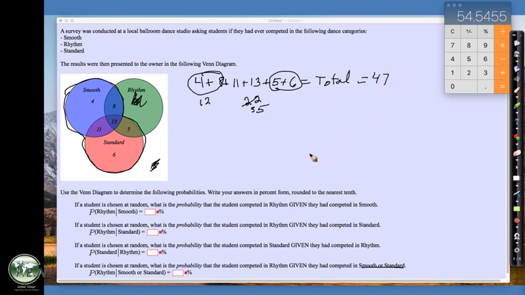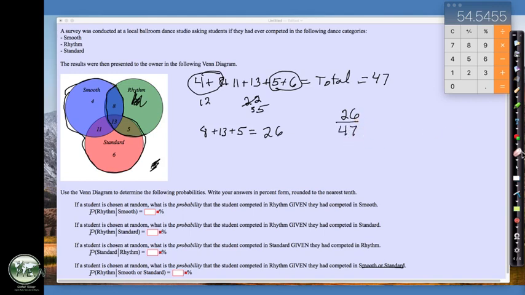Sure, you could use a calculator, but it's not as much fun. Okay. Now what are we looking for? We're looking for someone who did rhythm. Where's the rhythm out of these two circles? Well, here's the overlap with rhythm. So it's these three numbers, 8 plus 13 plus 5. Those are the ones who did rhythm that are in the circles that we're going to be choosing from. So 21 plus 5 is 26. So our probability is 26 out of 47.